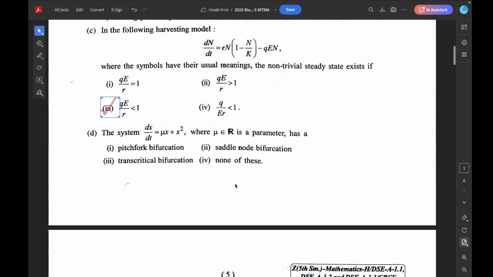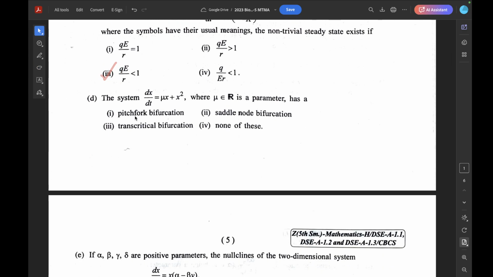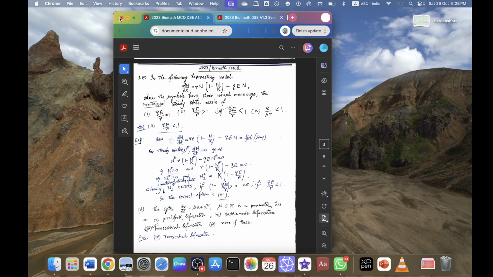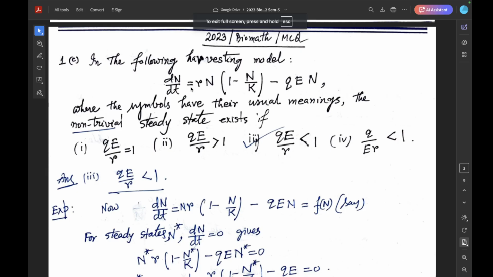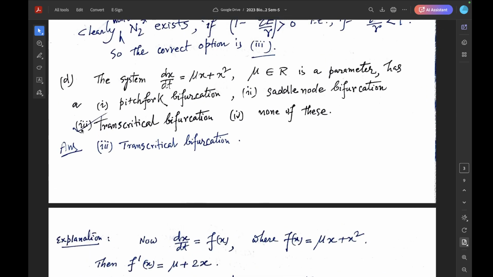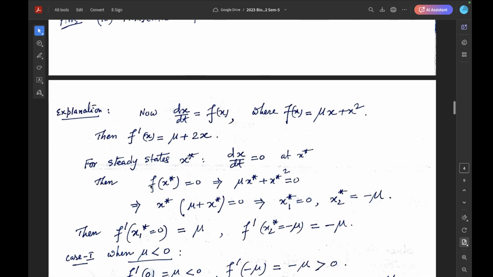Next question, D. The system dx/dt equals mu x plus x square, where mu belongs to the real numbers and is a parameter. What is this type of bifurcation? The correct option is 3, transcritical bifurcation.